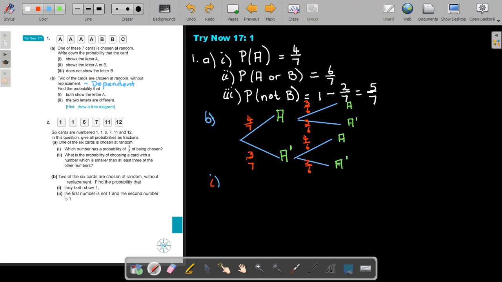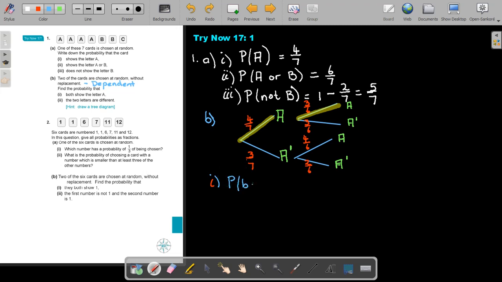Okay, now what is the question saying? The question is saying, both show the letter A. So let's just find that road. It's going to be A. So basically, it's going to be 4 over 7 multiplied. Let's just write it down.